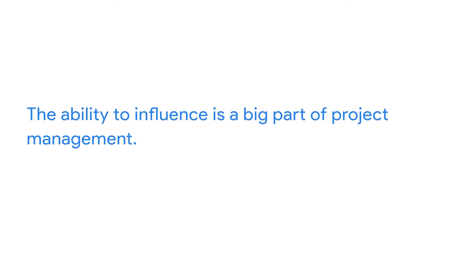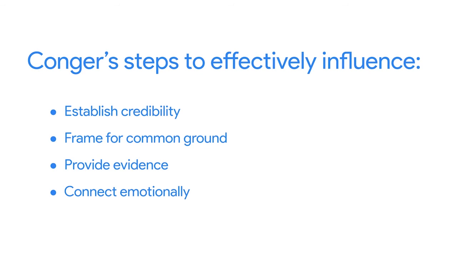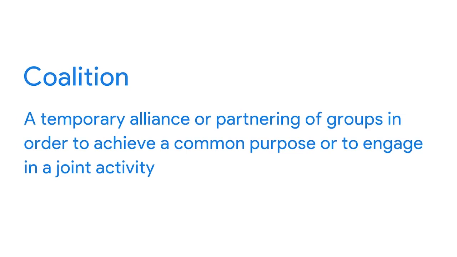Let's recap the main ideas. The ability to influence is a big part of project management. There are 4 steps to effective influencing as identified by Dr. J. Conger. Establish credibility, frame for common ground, provide evidence, and connect emotionally. One way to gain influence is to form a coalition. A coalition is a temporary alliance or partnering of groups in order to achieve a common purpose or to engage in a joint activity. An effective coalition includes people with the right mix of power and interest. You'll want to play to those strengths when forming a coalition and influencing members of the coalition.